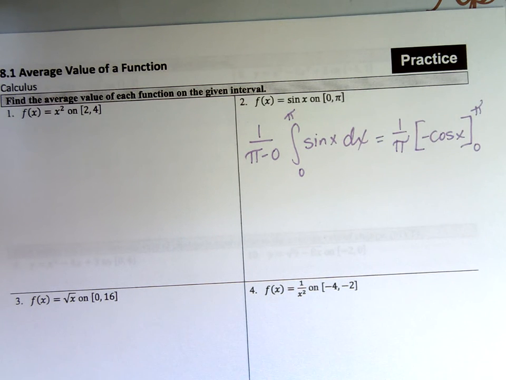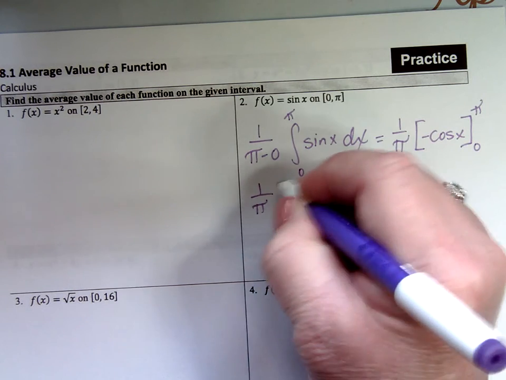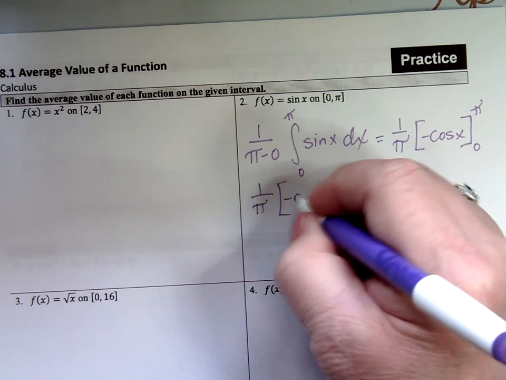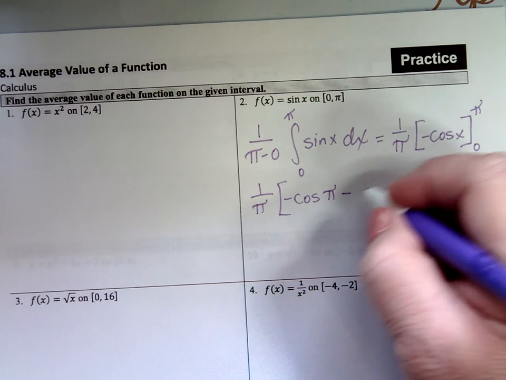And so that's what I do. I've calculated out here 1 over pi. I need the negative cosine of pi minus a negative cosine of 0, so plus cosine of 0.